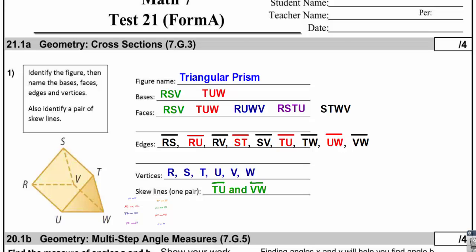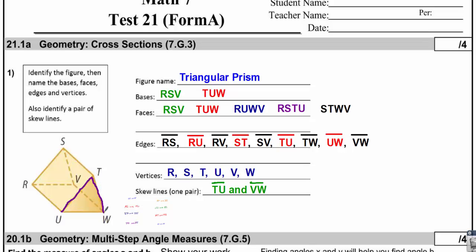So the first question that you're given, titled Geometry Cross-Sections, is identifying various parts of a figure. Identifying the figure name, in this case a triangular prism. It's called a triangular prism because the base is the shape of a triangle. Let me try that again. The base is the shape of a triangle.